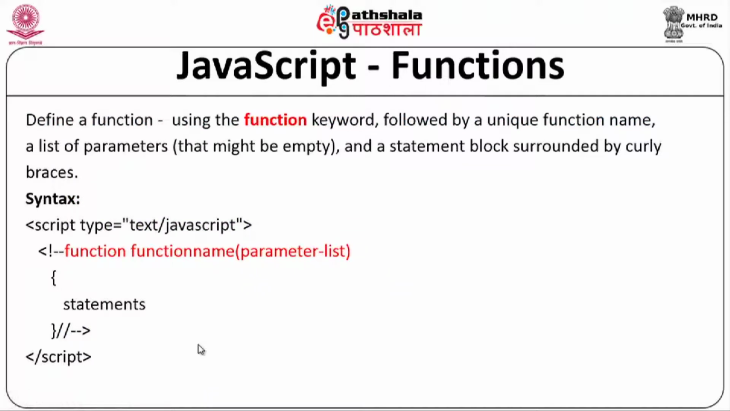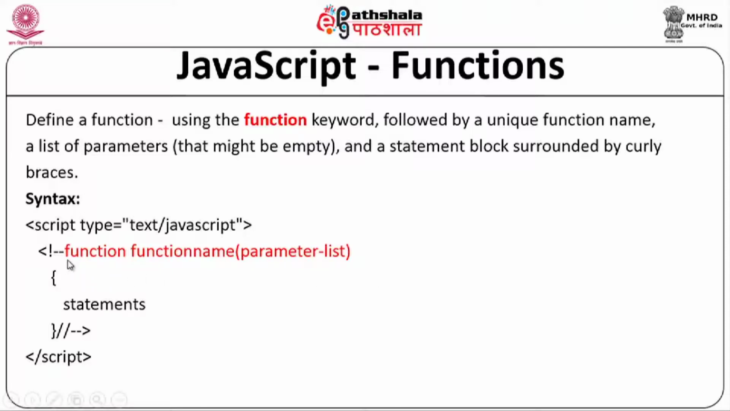So, we can also define a function in JavaScript using the function keyword, and following the keyword function you will use the function name, and the function can take a list of parameters or it can be empty. Now, whatever block of statements that come after this function keyword should be surrounded by curly braces. Now, you can see here how you declare a function.